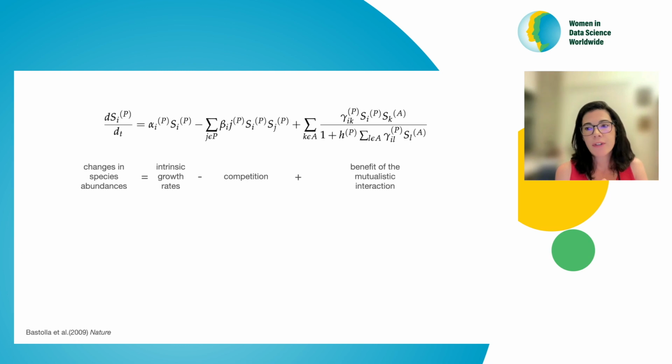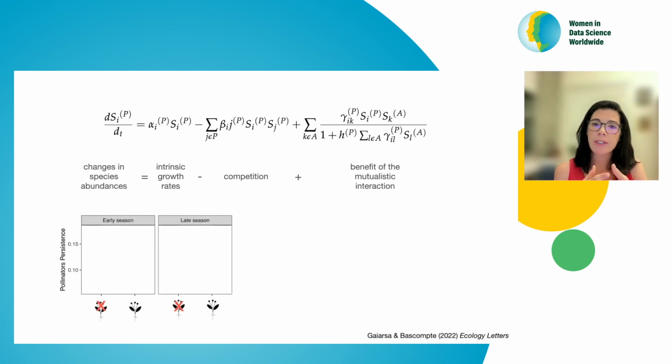So one way to model the future trajectories of populations is using a mathematical description of the basic elements that underlie these interaction dynamics, the interactions between plants and pollinators. This relatively simple model enables us to explore how the abundance, or the number of individuals in a species, is affected by the interaction between plants and pollinators. So here the first term represents changes in abundances, which is what we're interested in. And it's modeled by the intrinsic growth rates of the animals and plants involved in the interaction, the competition, and also the benefit of the mutualistic interaction.